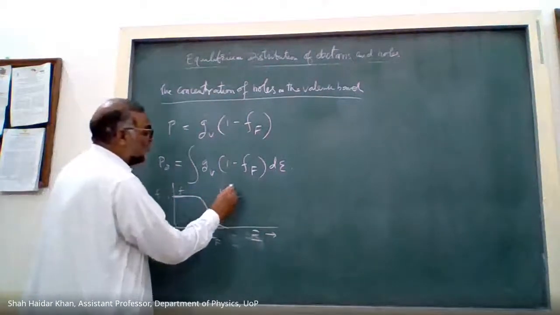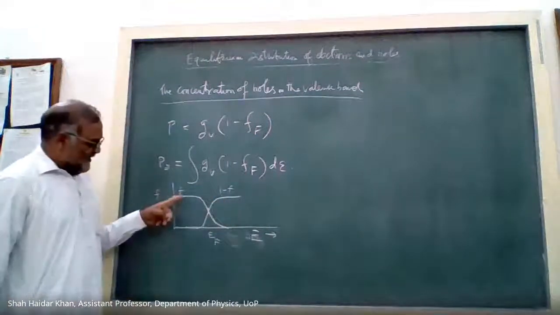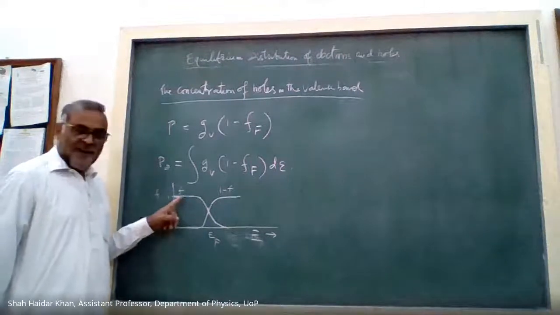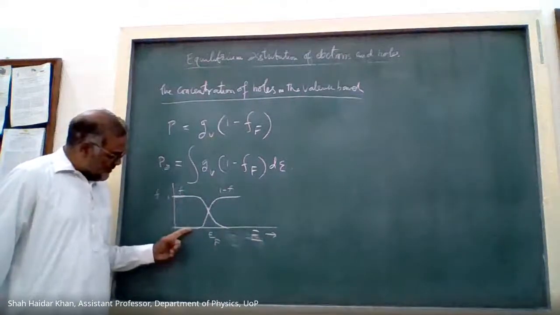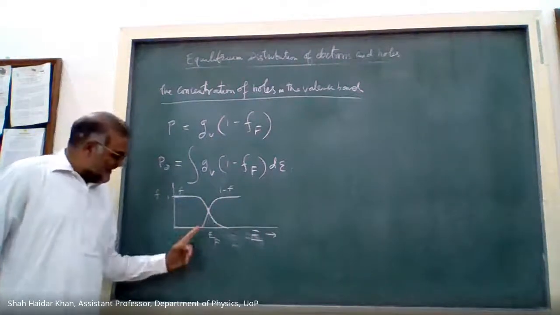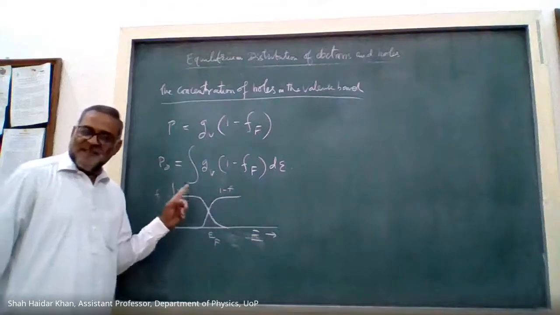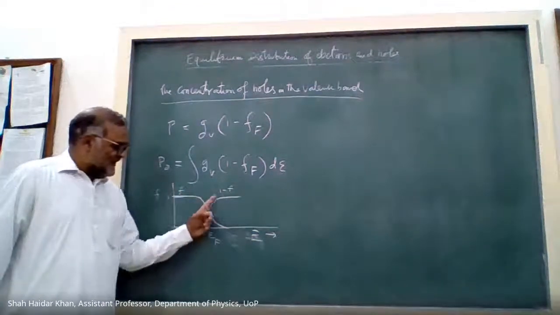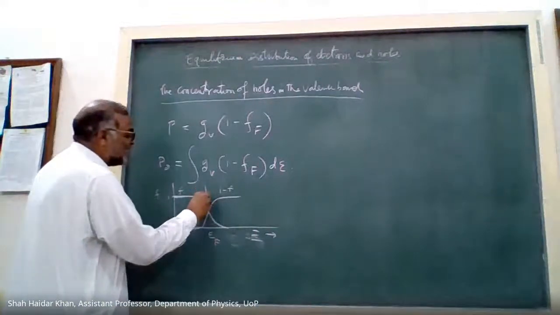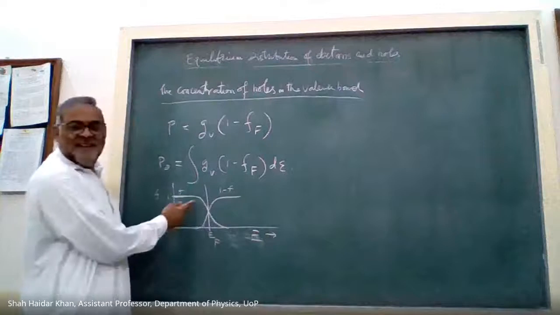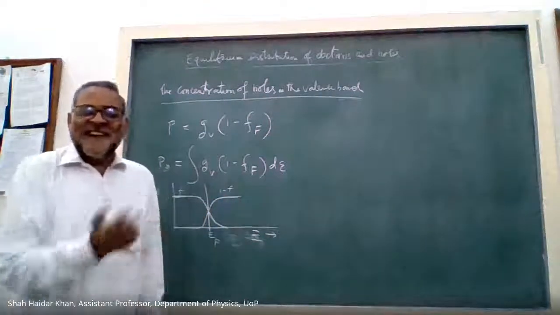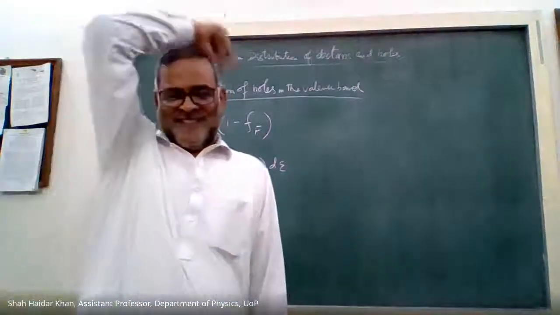So this is the function 1 minus f, right? 1 minus 1 is equal to 0, so 0 here. Then when f decreases, this increases, because it is 1 minus this thing. So this will increase. If you look at the Fermi energy, this curve f and 1 minus f are symmetrical. They are like each other, right?